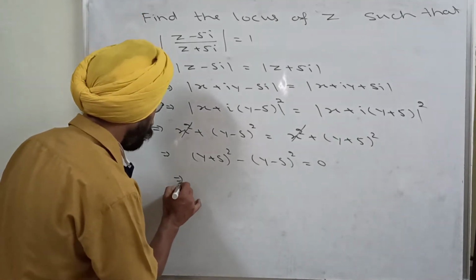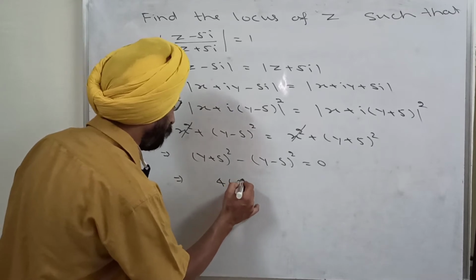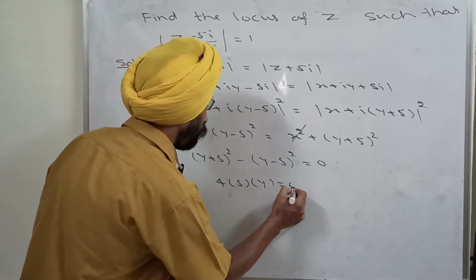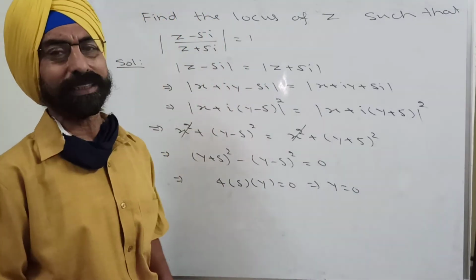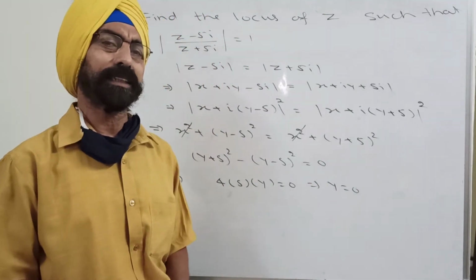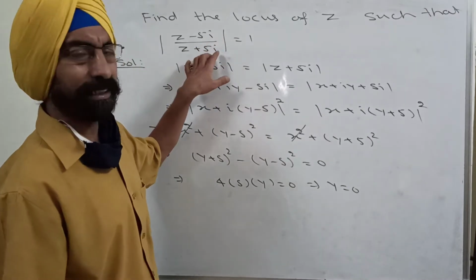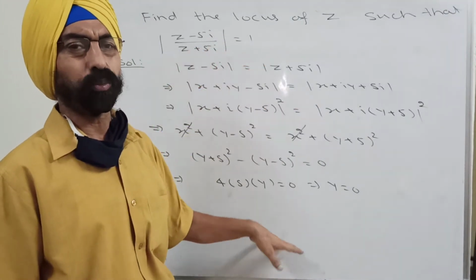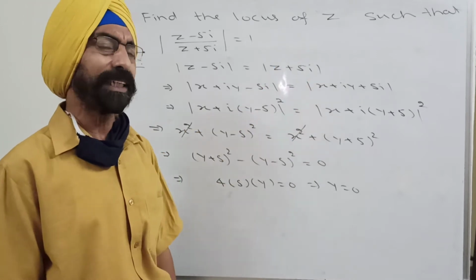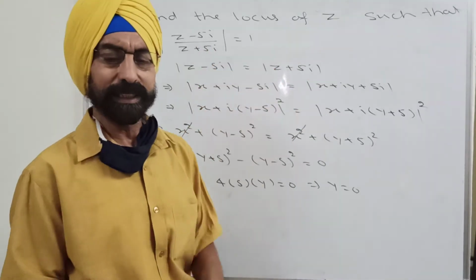And we know that (a plus b) whole square minus (a minus b) whole square is equal to 4ab. So what you will get from here is 4 into 5 into y is equal to 0. This means y is equal to 0. And y is equal to 0 is the equation of the x-axis. That means the locus of z satisfying this equation is the x-axis. The point must lie on the x-axis if this equation is to be satisfied.